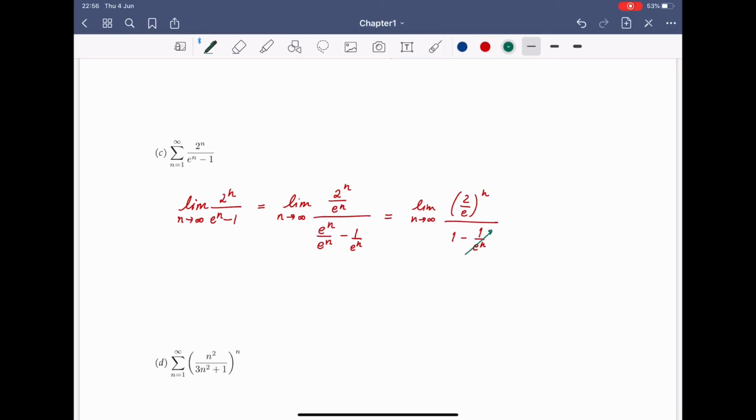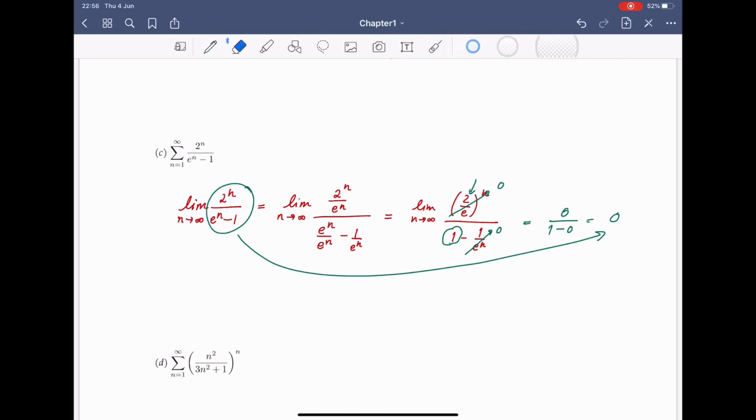So this thing is going to go to 0, this thing goes to 1, this thing goes to 1, and 2 over e is something that is less than 1. If you have something less than 1 raised to the n, this goes to 0. So your limit is going to be 0 over 1 minus 0, which is 0. So the limit of a_n is equal to 0, so you cannot apply the divergent test. The divergent test does not work for this question.